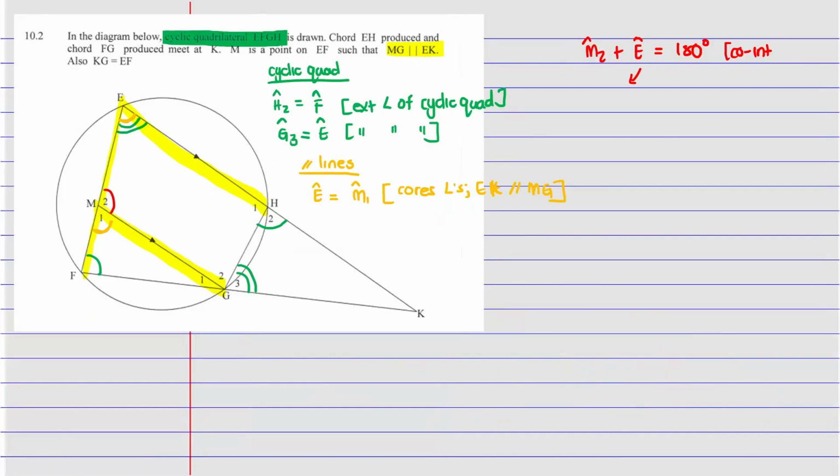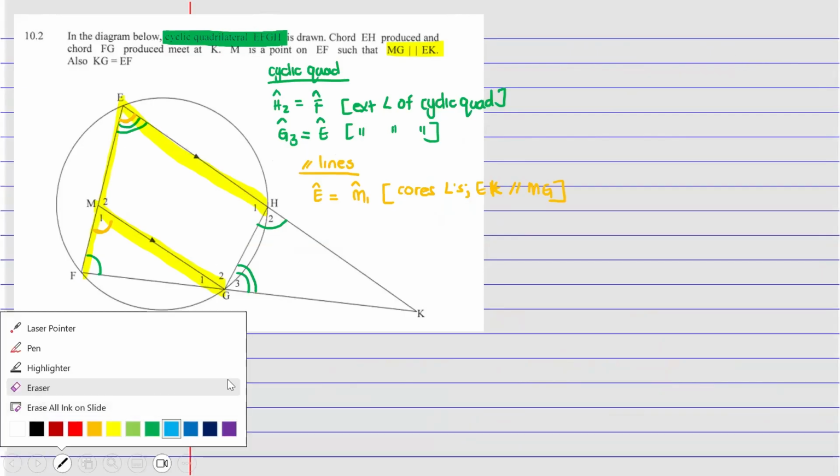So let me take my eraser. So now, is anyone asking a question? Yes, ma'am.